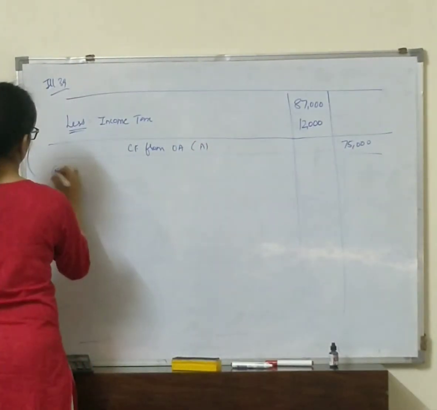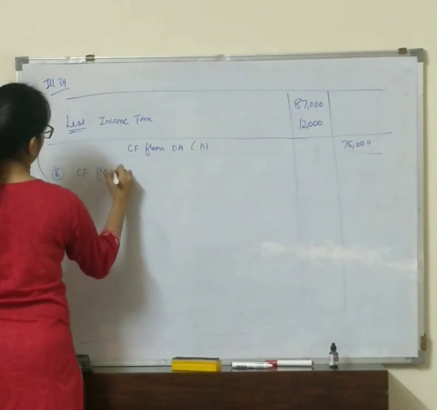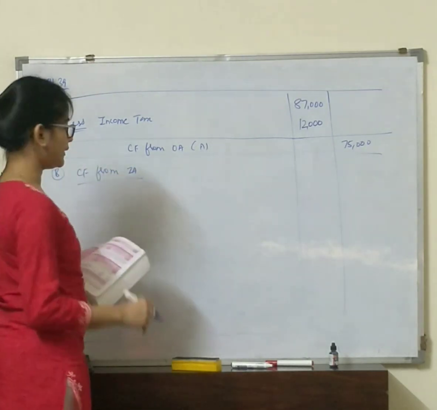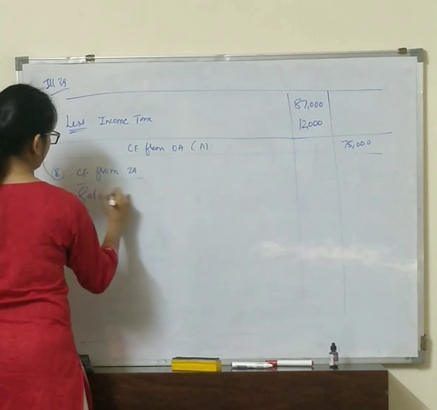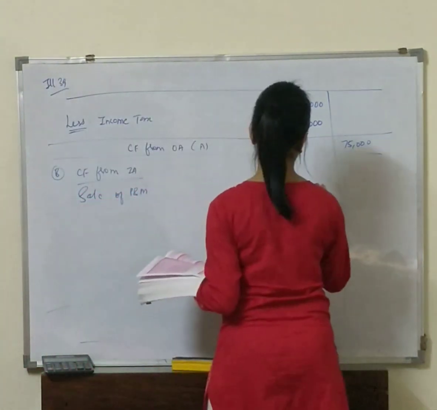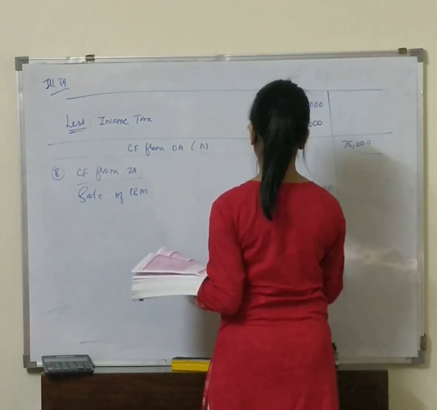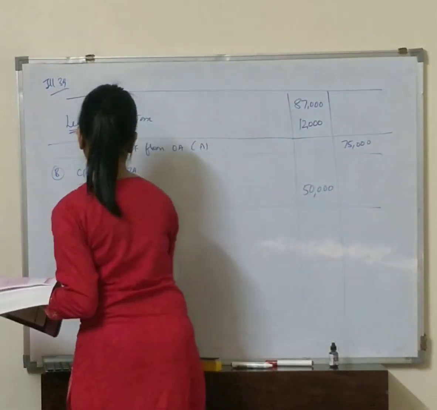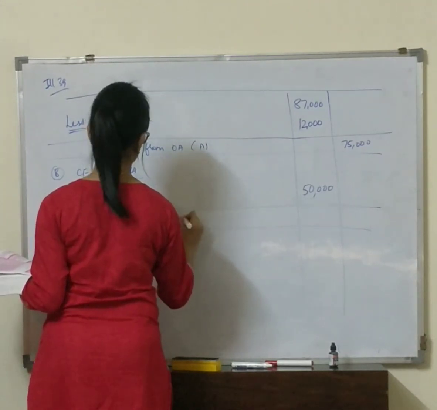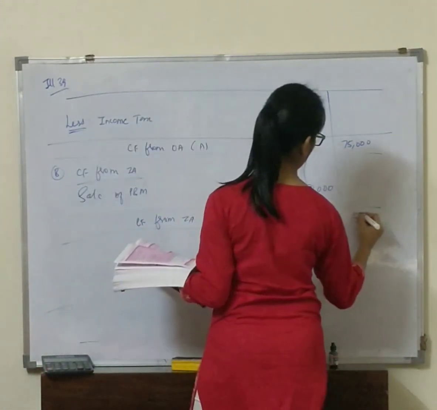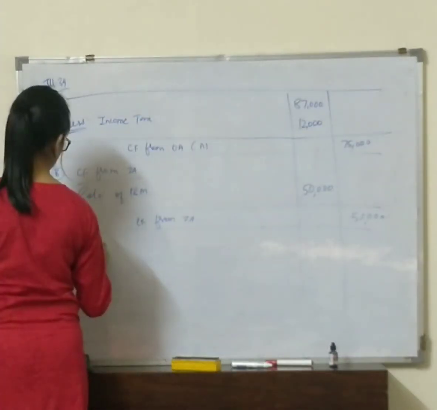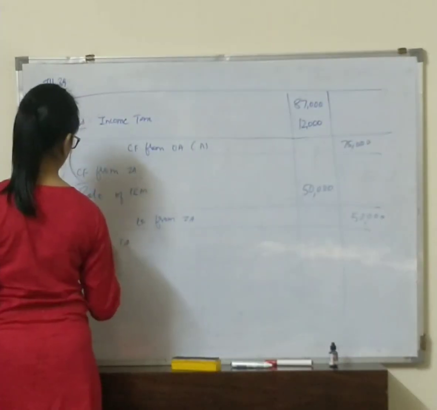Next, B, we have cash flow from investing activities. Under investing activities we have only one thing, that is sale of plant and machinery. How much is it? 50,000. Anything else has not been given to us. So we get cash flow from investing activities as 50,000.